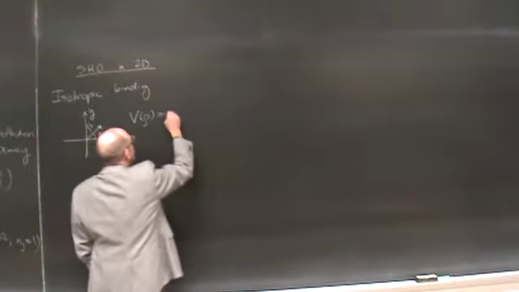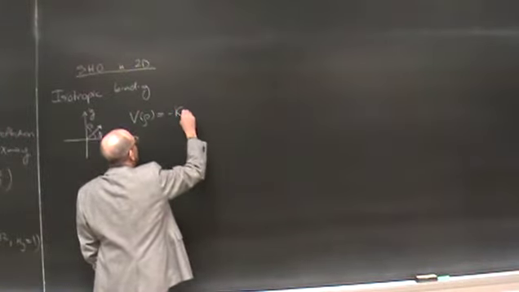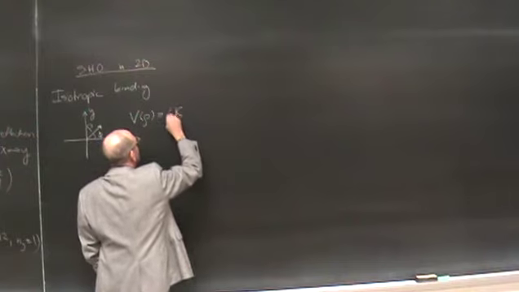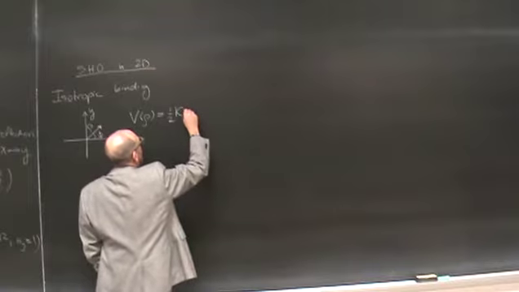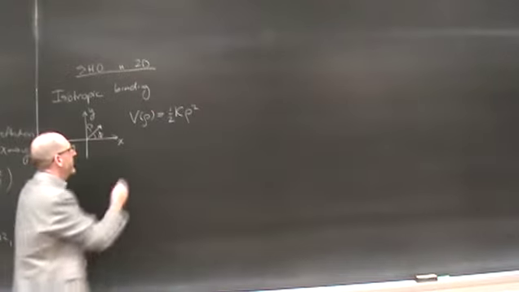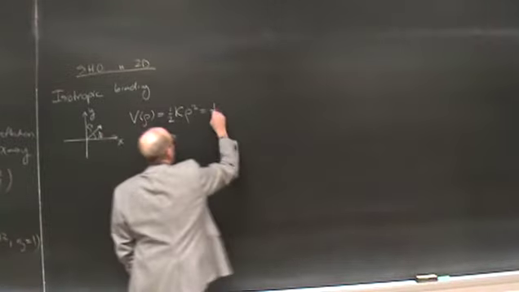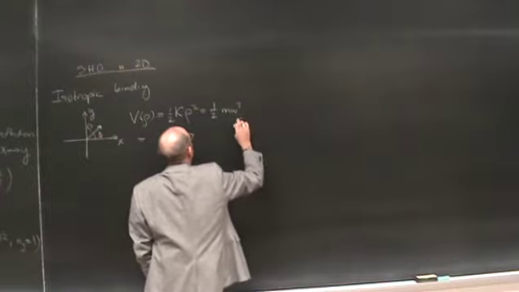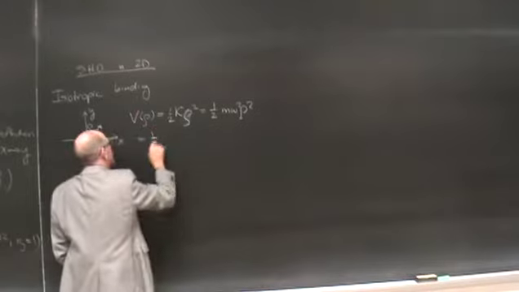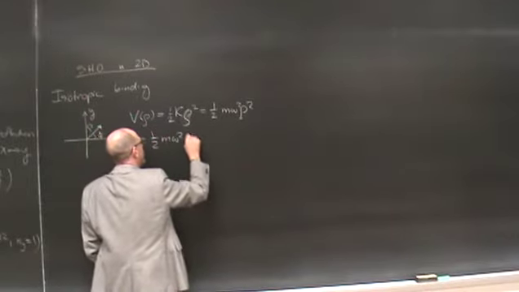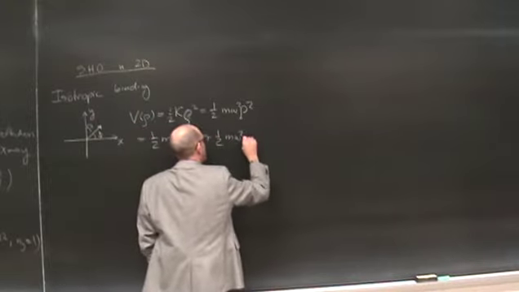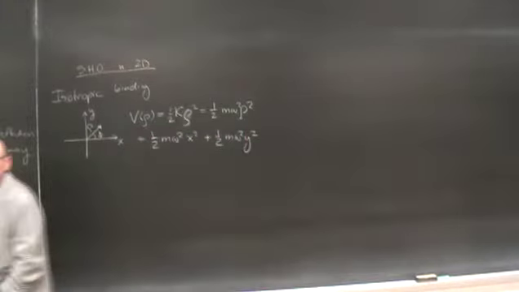Okay? The force is this, so the potential is 1/2 kappa rho squared. Right? That's the potential energy. Or 1/2 m omega squared rho squared, which is 1/2 m omega squared x squared plus 1/2 m omega squared y squared. Is that clear?